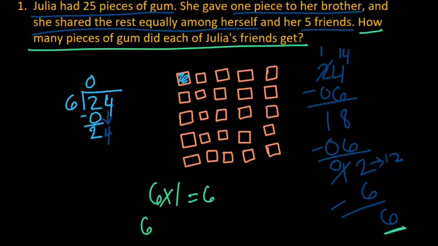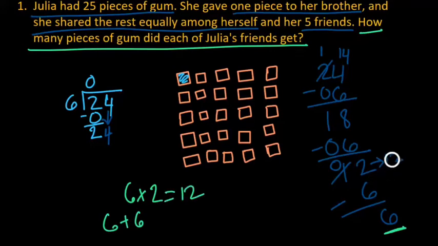We got 6 over here. Now we need to see what 6 times 2 is. 6 times 2, or 6 plus 6, is equal to 12. And we have 12 over here. So that means 6 times 2 is 12.